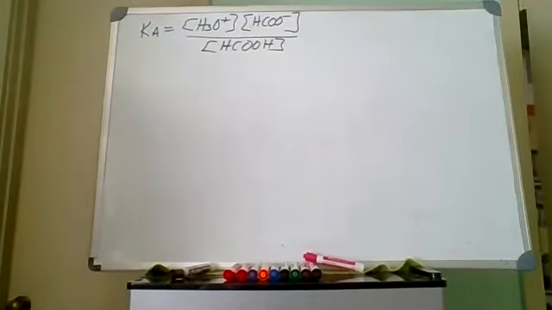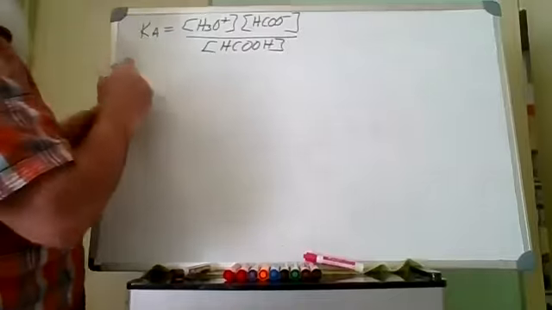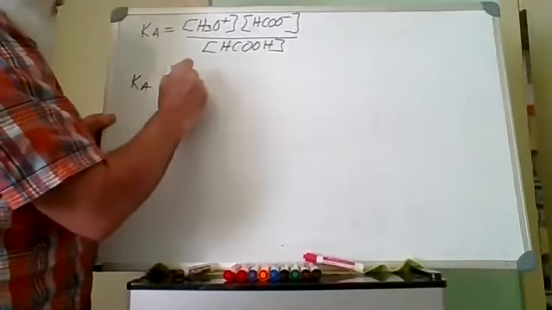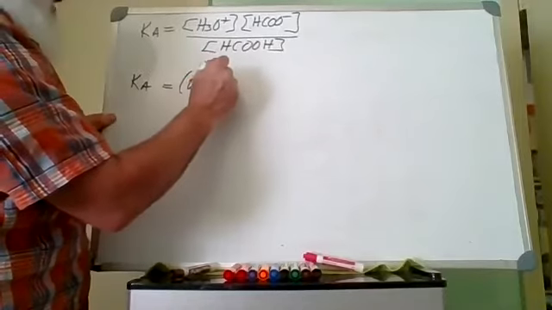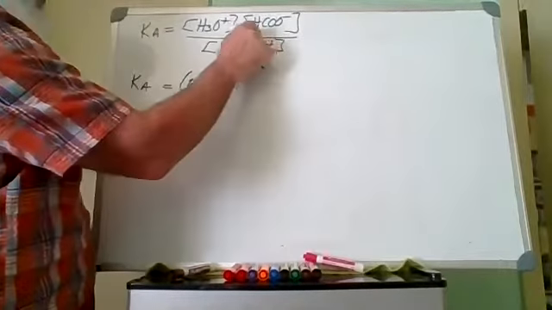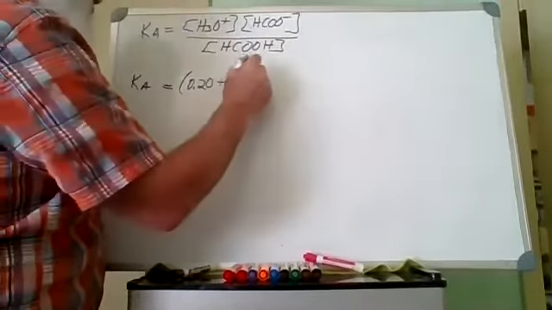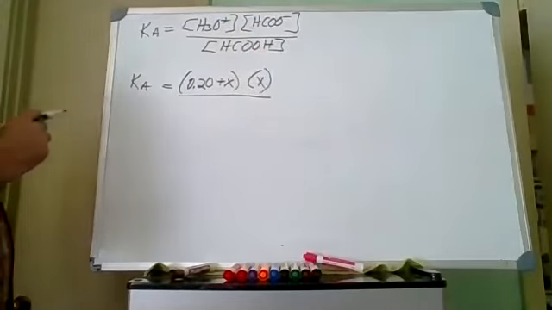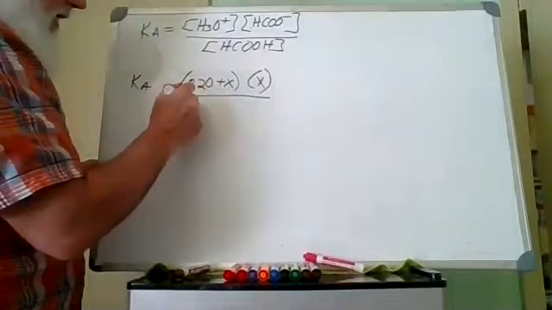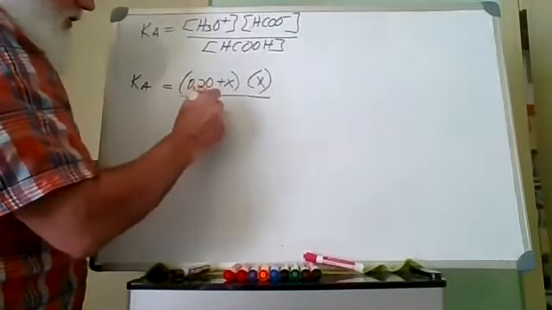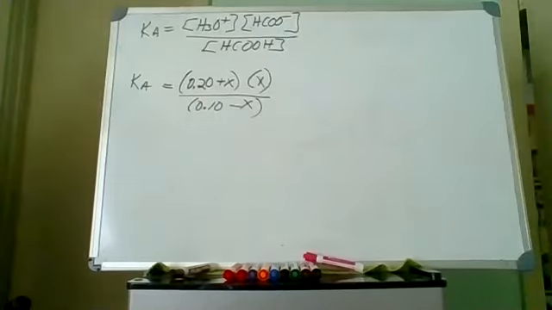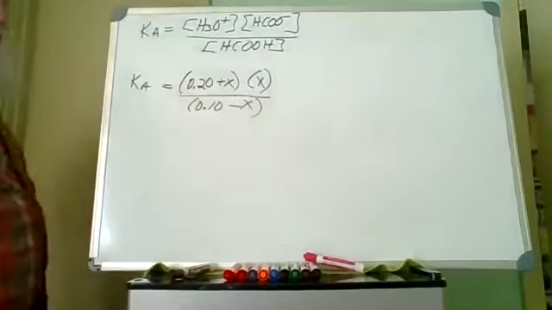Okay, now we're just going to plug in the numbers here from our ice table, right? So Ka equals, the acid was 0.20 plus X, the formate ion was just X. And here, the equilibrium concentration of the free acid is 0.10 minus X. Okay, now this looks like a quadratic. We're going to have an X times X term here.